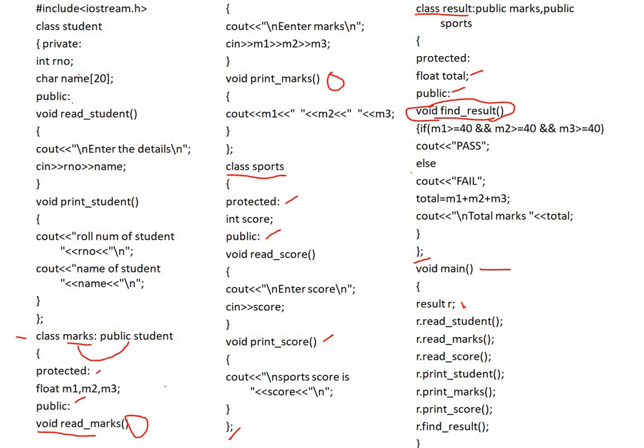So immediately execution control goes to the result class. There is no print_student. It goes to the marks class and sports class. There is no print_student. Immediately execution control goes to the base class of the marks class. There is a print_student. Write this one. Now cout "Roll number of student", that is rno, and cout the name of the student. cout << "roll number of the student" << rno. So this rno displays the value of rno, then \n. Immediately execution control goes to the next line to execute the next statement.